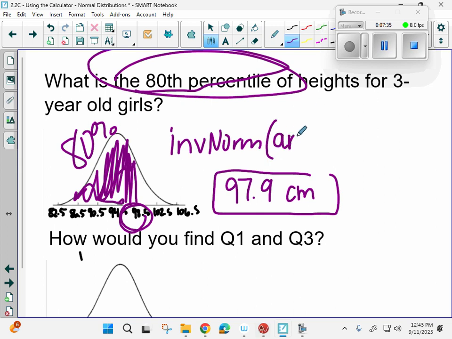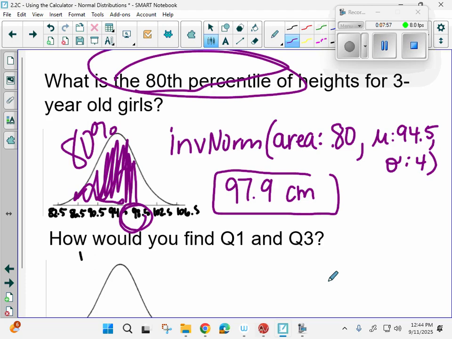Yep, here I go. All right, so here's the work you would need to show. All right, you have to write the word area. You have to write inverse norm, all right? And then you got to write area is 0.8. You got to write the mean is 94.5. And you have to write the standard deviation is 4, and then your answer, okay? So yes, you do need to show norm CDF, inverse norm. If you don't label everything, if you plug it in like this, you will lose points on the AP test, so just make sure you label everything, okay? A lot of people forget that because the calculator doesn't show it, right? So make sure you label it, yes?